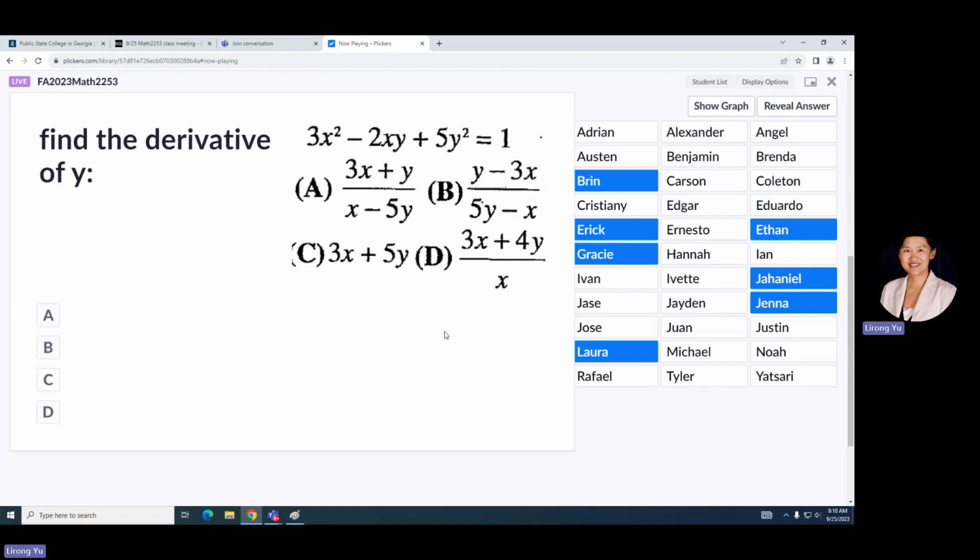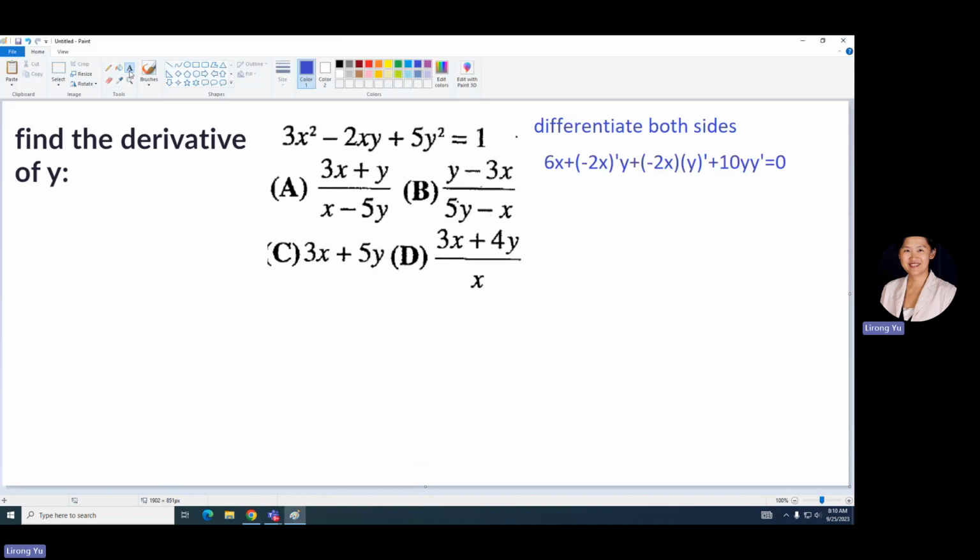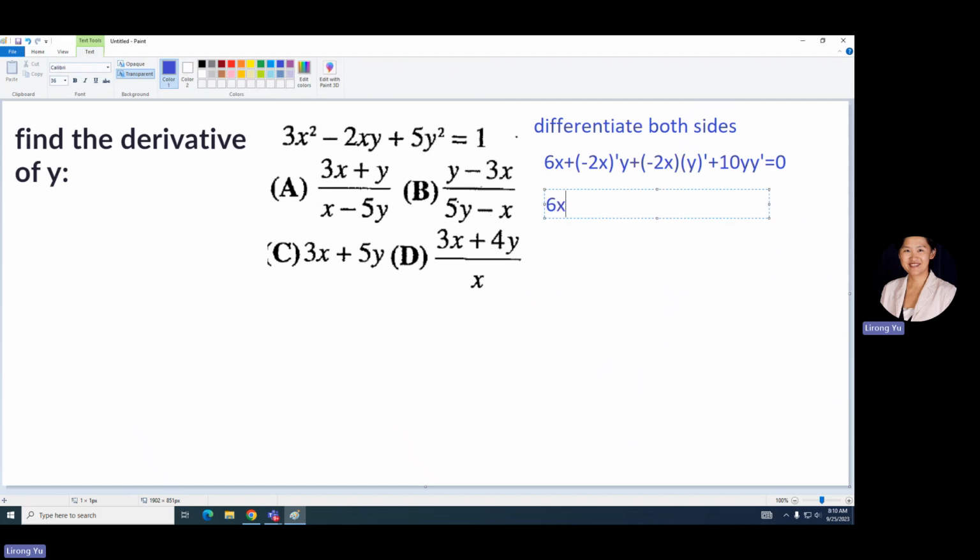Let me finish the calculation here. So after we finish the calculations, we'll have 6x minus 2xy prime and minus 2y. Oh, there's no prime over here. We'll differentiate the negative 2x, so we'll have negative 2. So negative 2x has derivative negative 2. And the last term is plus 10y prime.